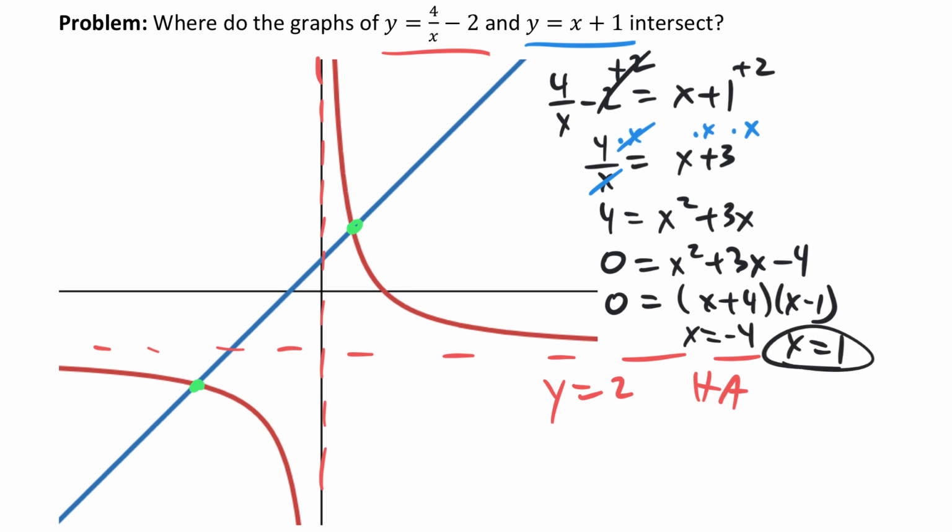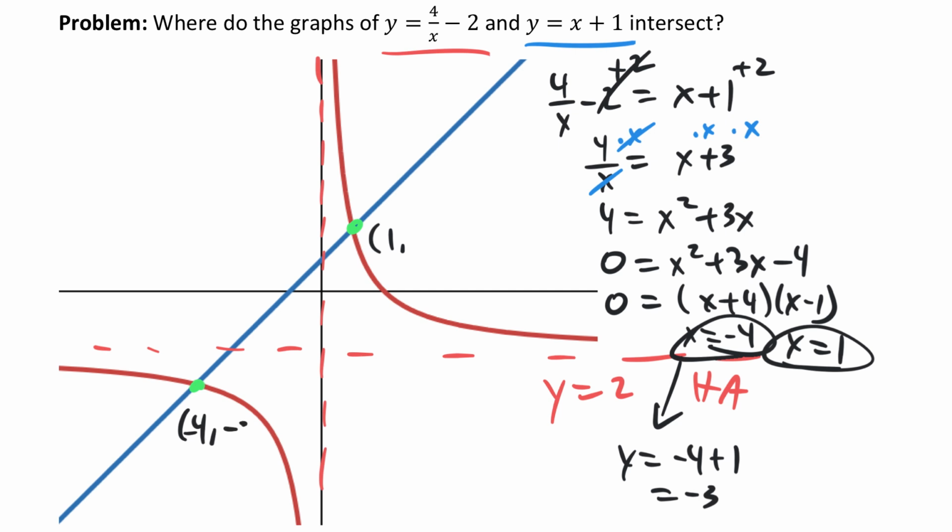So those are the 2 x values. So this point over here would be at 1 and something. And this is negative 4 and something. So if we're asked for the solutions, we just put the x values. If we're asked for the actual points, we have to now plug these in and get y values. So here y would equal negative 4 plus 1, which is negative 3. So negative 4, negative 3. Here y would equal 1 plus 1, so y would equal 2. All right, so those are our 2 points of intersection.